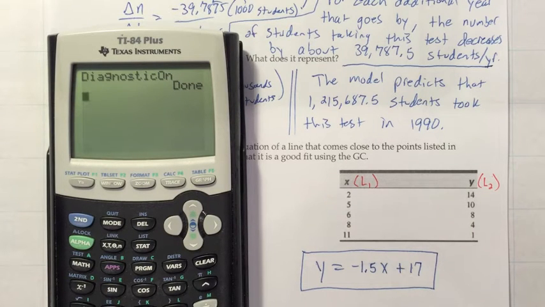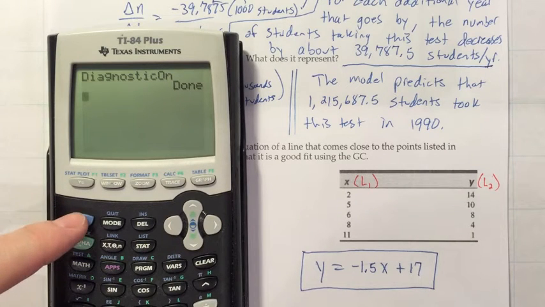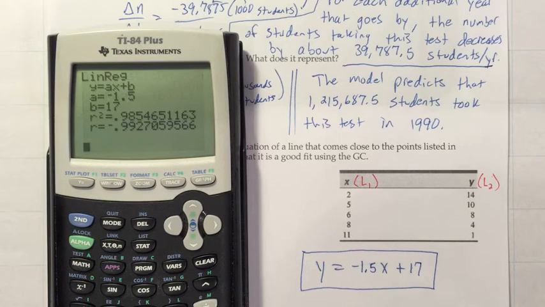Turning your diagnostic on is what makes the r and r squared show. So if your calculator was not showing you r and r squared a moment ago, now that you've done this, it should be. You can hit second enter a couple times and pull back your regression and just press enter. Even if you didn't see r and r squared a moment ago, you should see them now because you've done the diagnostic on. And that's not something you have to remember either. Once you turn it on, it should stay on.